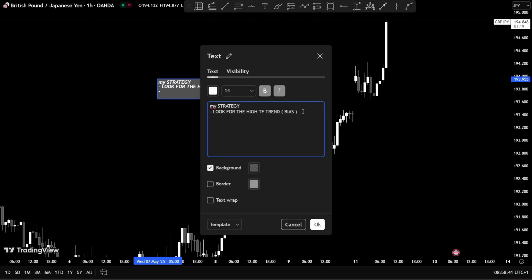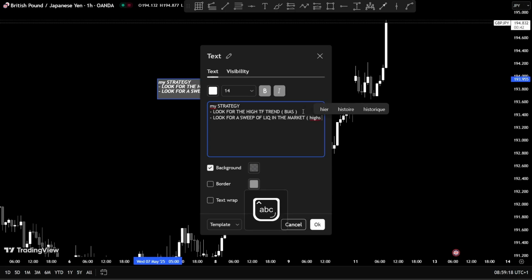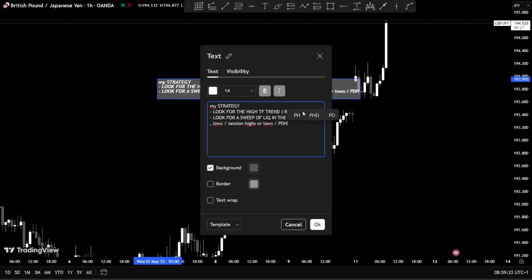Now the second thing is to look for a sweep of liquidity in the market, whether that is highs, lows, session highs or lows, or the PDH and PDL. The PDH and PDL are the previous daily high and the previous daily low.